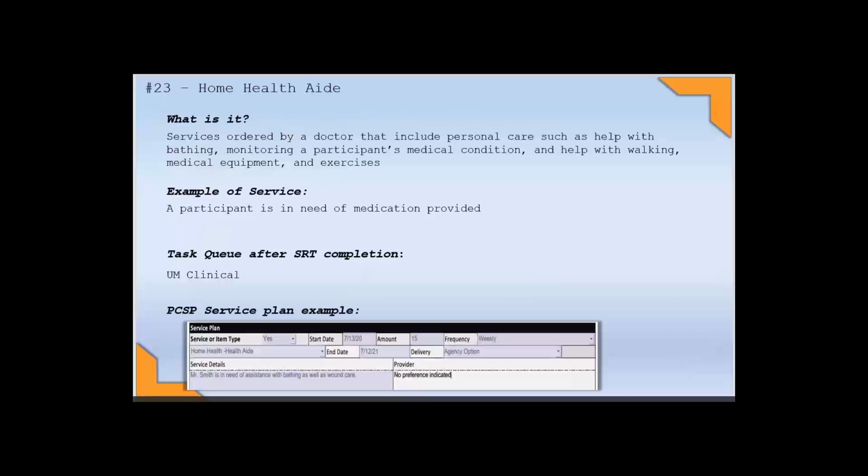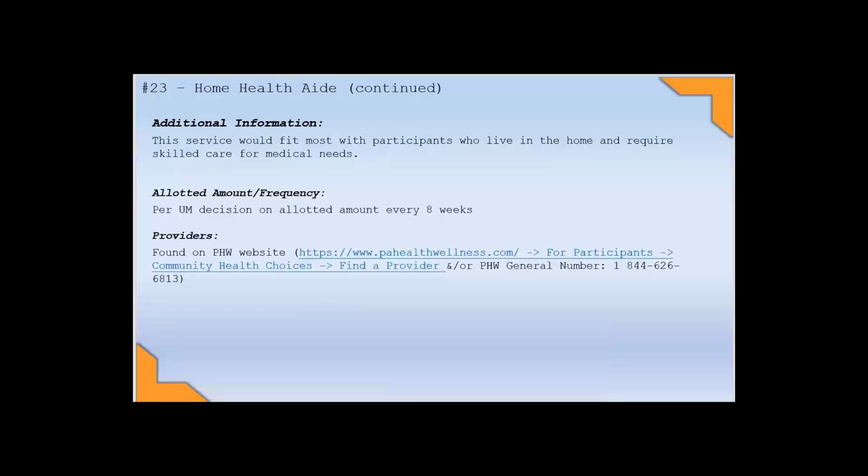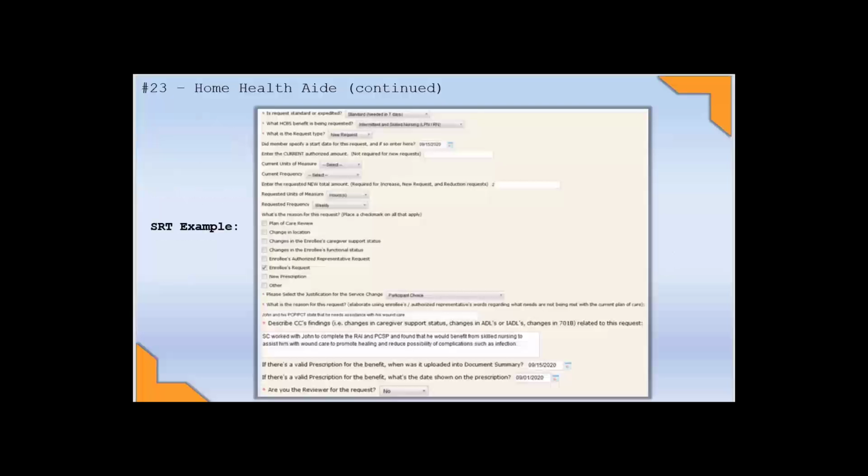So the first one, number 23, home health aid, services ordered by a doctor that include personal care such as help with bathing, monitoring a participant's medical condition. An example is a participant is in need of medication being physically provided. This is not something that a regular PAS attendant should be doing. This is more of a home health aid task. It's very close between a PAS attendant and a home health aid, but it's the expectation that a home health aid does a little bit more of those medical type tasks than a PAS attendant would. So just some additional information, allotted amount, and our provider guide. SRT example.